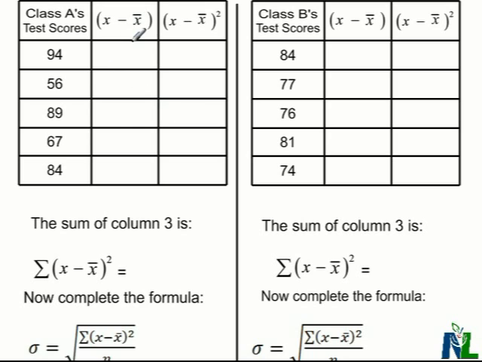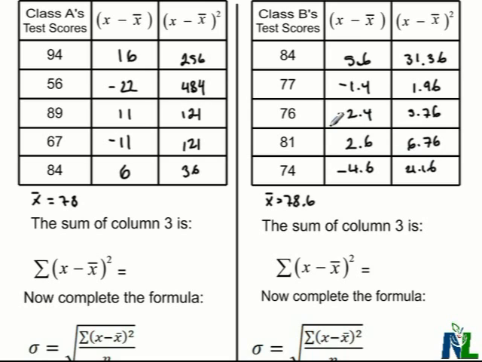If I subtract 78, which is my x bar, from each of the above values, I'll get these values in this column. I get 16, I get negative 22, I get 11, negative 11, and 6. Now then you need to square those data values to get this column filled out. So I would get 256, 484, 121, 121, and 36. We would then need to do the same calculation to this table.